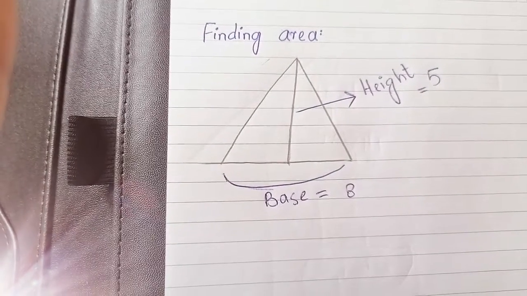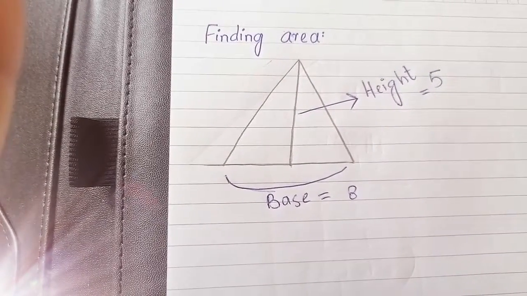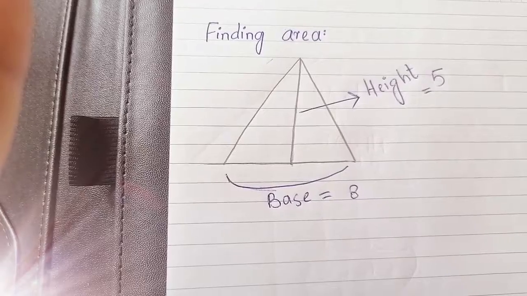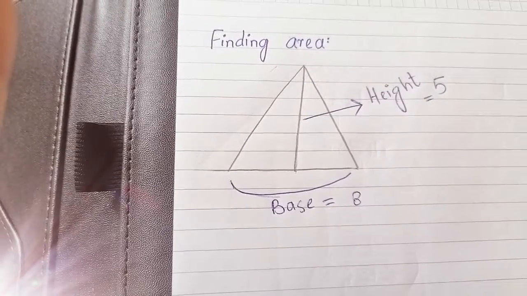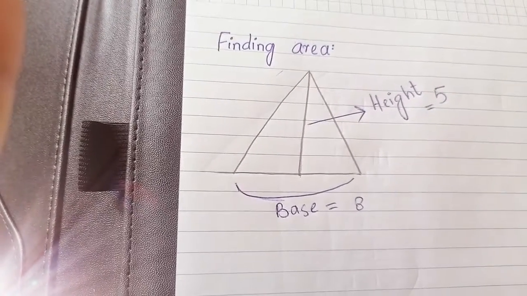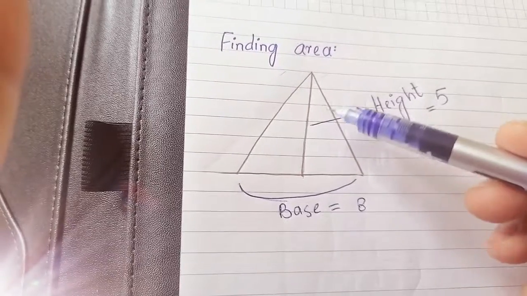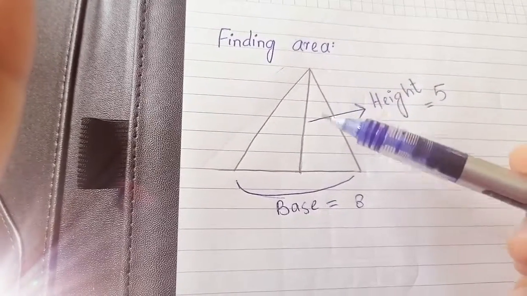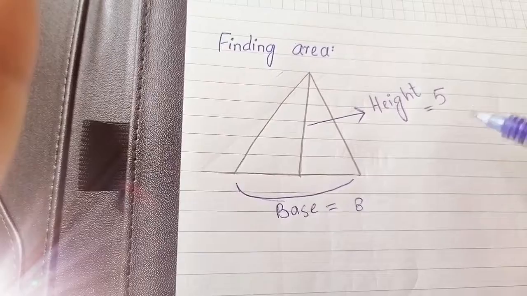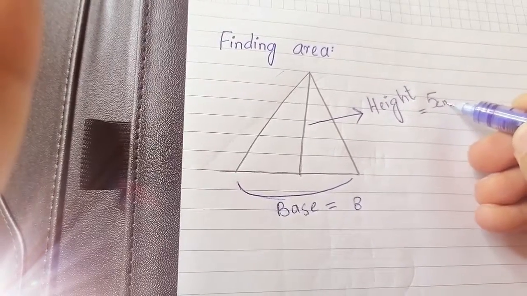Dear students, this is the first worksheet and it is about finding the area of a triangle. So we need to find the height. Height is given. This straight line in the middle of this triangle is the height of it. For example, it's 5 centimeter.